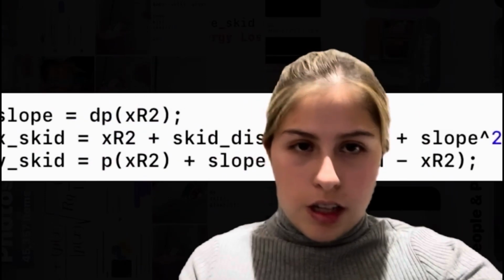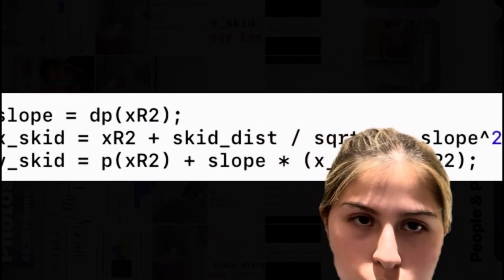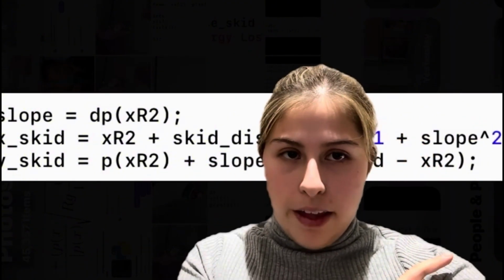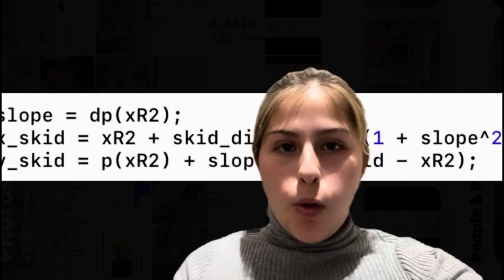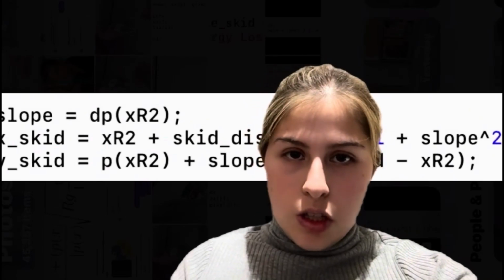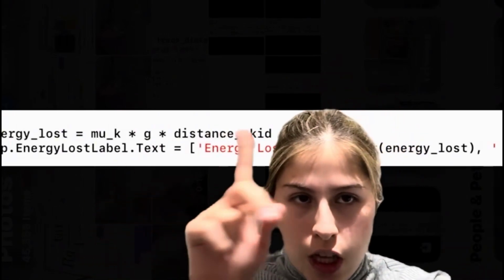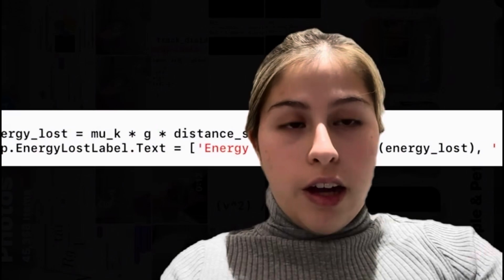Then we create this function, like I mentioned before. When the car skids, it follows the tangent line. So here we calculate that tangent line, which is the path that the particle will follow in case it skids at the critical point. Finally, we create this function that calculates the amount of energy lost during the whole process of the skid.